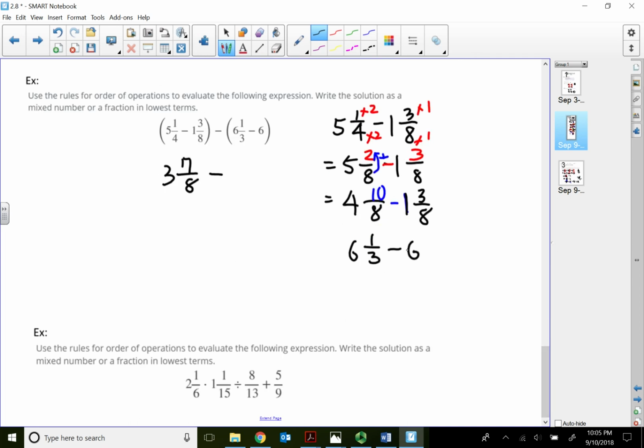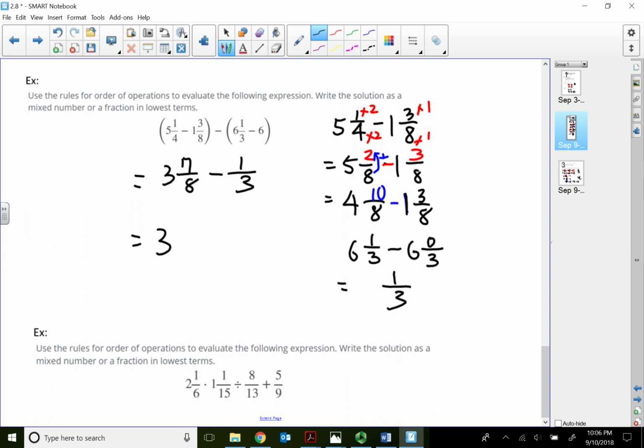So I'm going to treat this minus 6 as minus 6 and 0 over 3, because my LCD is already 3. Since there's no fraction part behind that whole number, it's really 0 divided by anything, which is 0. So 0 over 3 here is still viewed as a 0. 0 plus 6 is 6. So 1 minus 0 is 1 out of 3. 6 minus 6, no whole number. So this problem now becomes 3 and 7/8 minus 1/3.